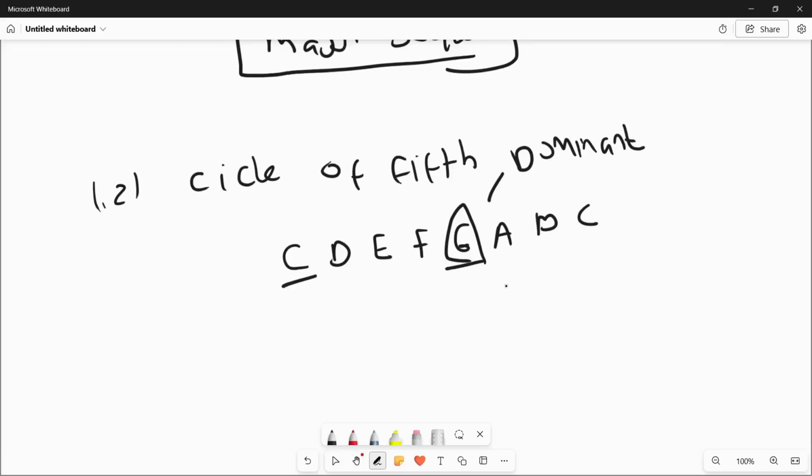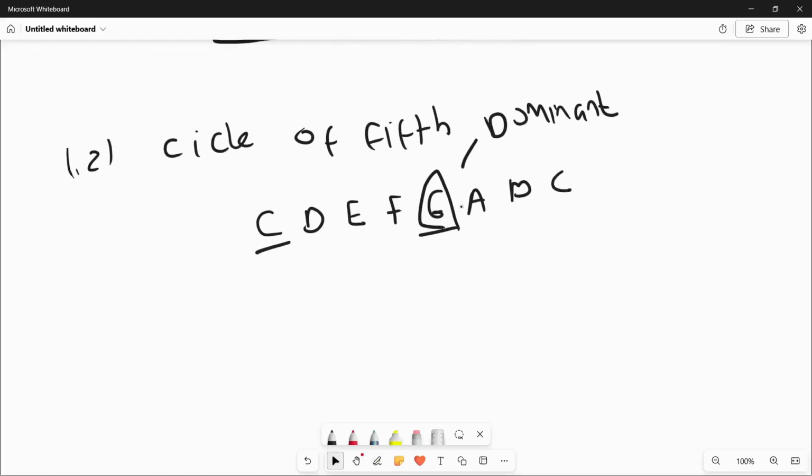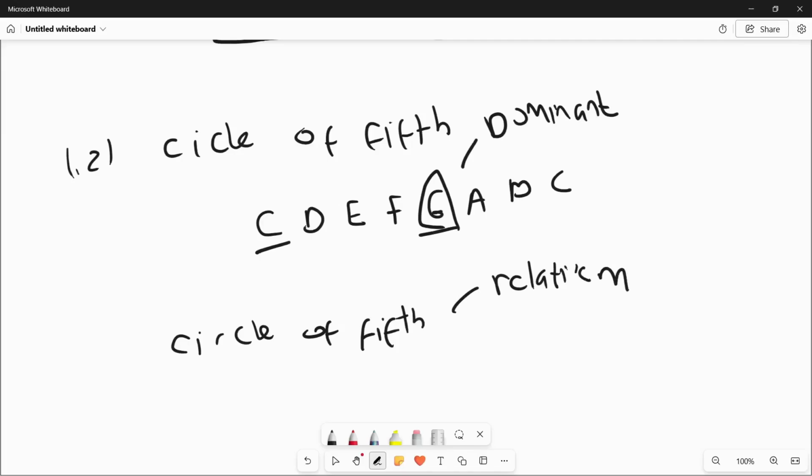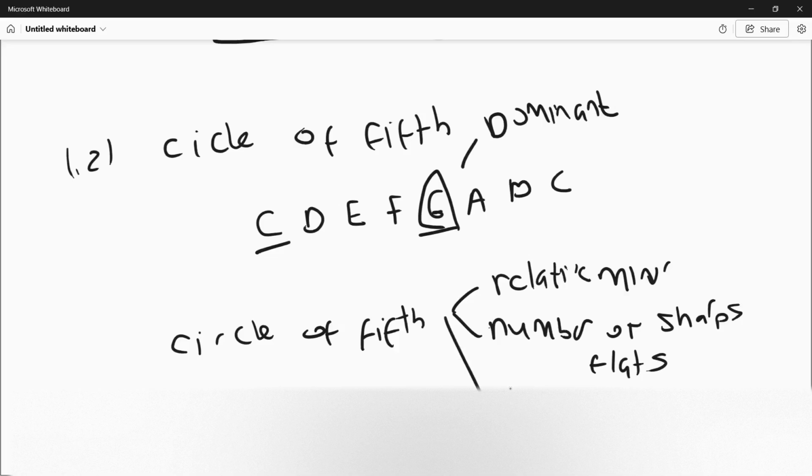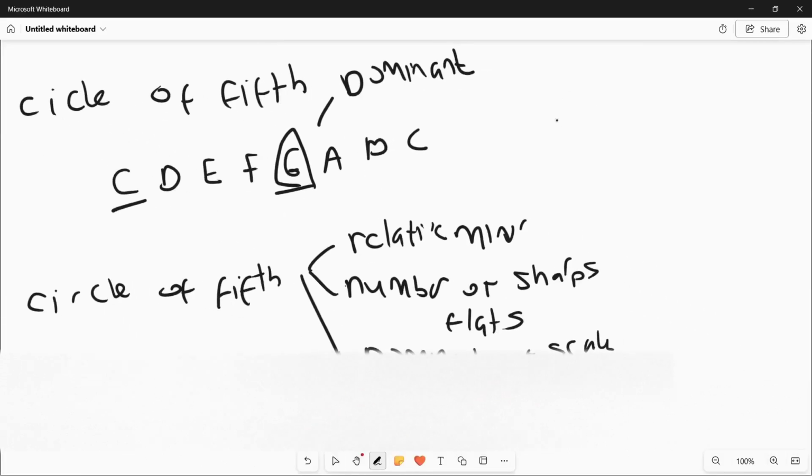And in that, you also have this. The circle of fifth consists of the relative minor, the number of sharps and flats, and the dominant of the scale. So the relative minor of C.